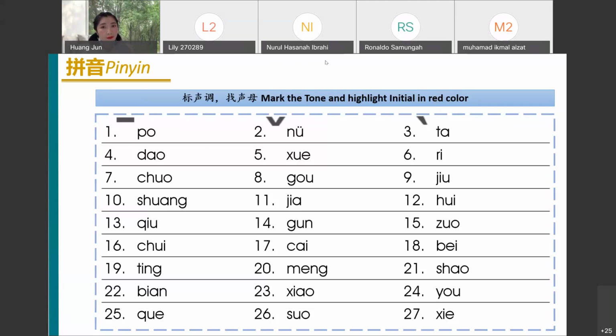Okay, already more than 5 minutes. No one finished yet? No. A little bit more difficult than you thought, right? Red color. Yes.